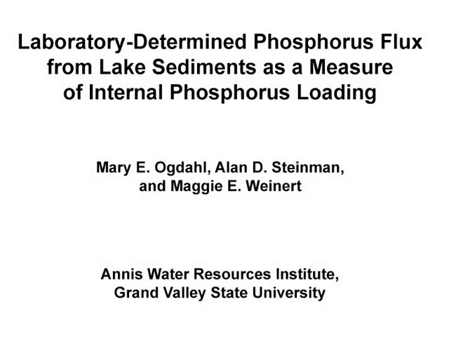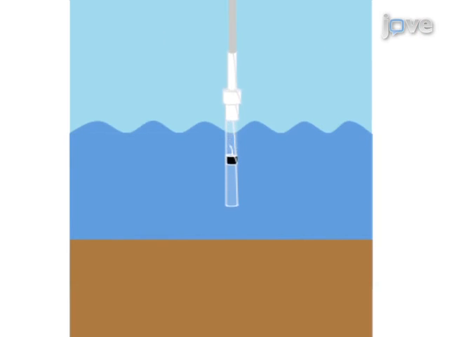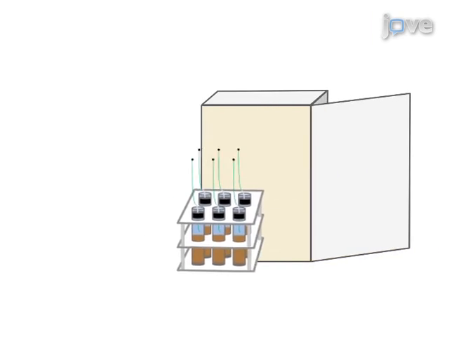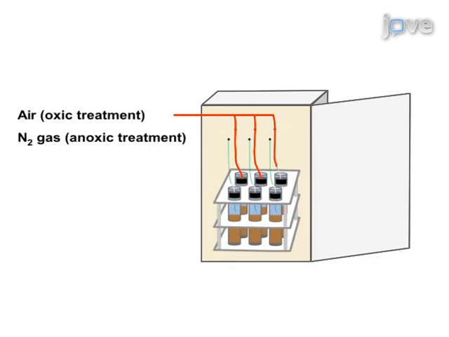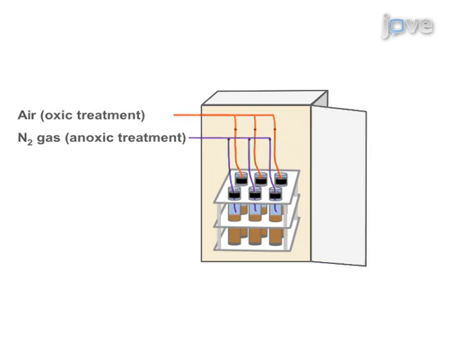The overall goal of this procedure is to conduct measurements of the phosphorus release from lake sediments for estimation of the internal phosphorus load. This is accomplished by first collecting intact sediment cores in the field. In the second step, the sediment cores are exposed to redox treatments and incubated in an environmental growth chamber.